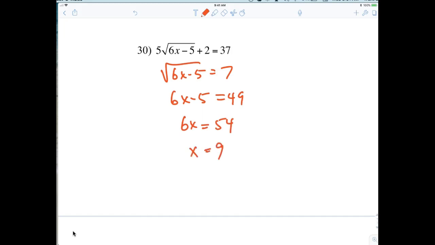Wait, how did you get the 7? So subtract 2, then divide by 5. You see it now, right? You're isolating the radical. How did you square instead of do a square root? Because it's a square root. How do I undo a square root? We square. How do I undo a square? We square root. I'm trying to show you they're inverses of each other. If you have a square, you use a square root. If you have a square root, you use a square.